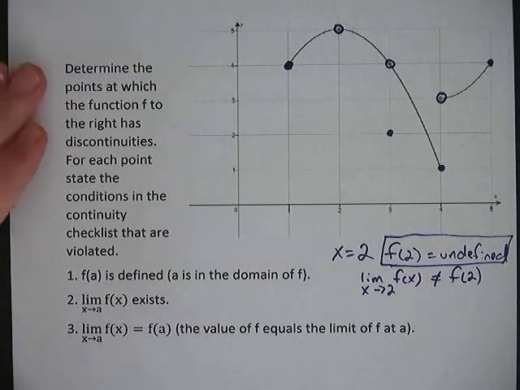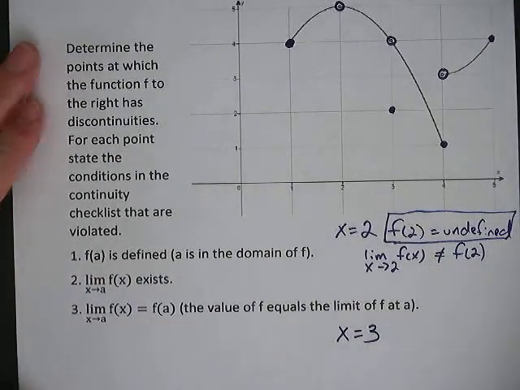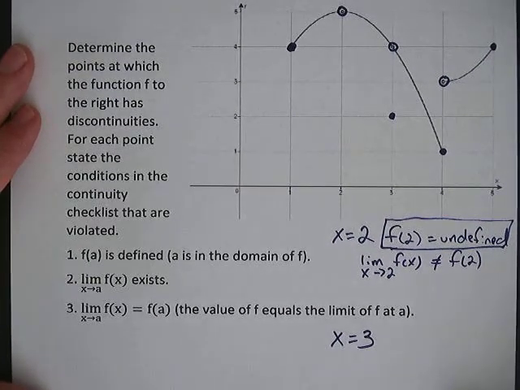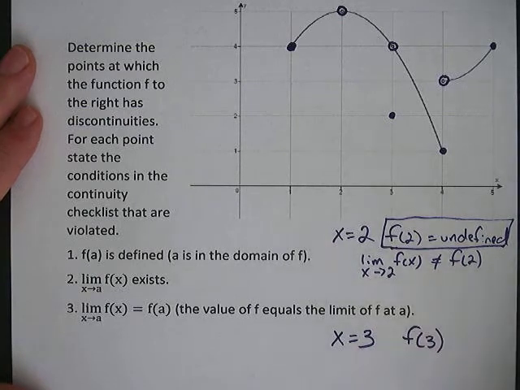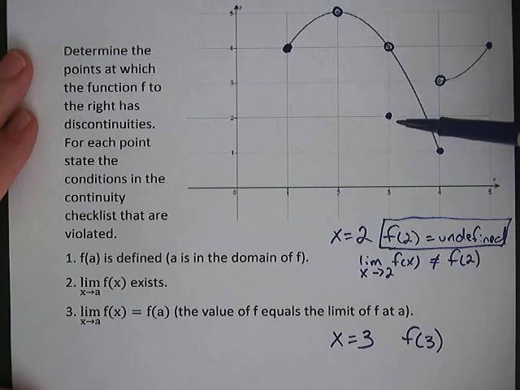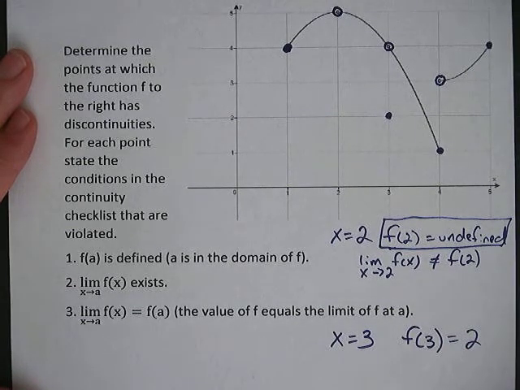So which one does it violate? I'm running out of room here, so let's go down and say x equals 3 is our next discontinuity. And it is a discontinuity. Why? Well, number one, is f of a defined? Well, f of 3. What is the value of f of 3? Well, it's not up here, right? There's a hole. The value is actually here at 2. So f of 3 is equal to 2. That's where the value is. So that one's good. It has a value.